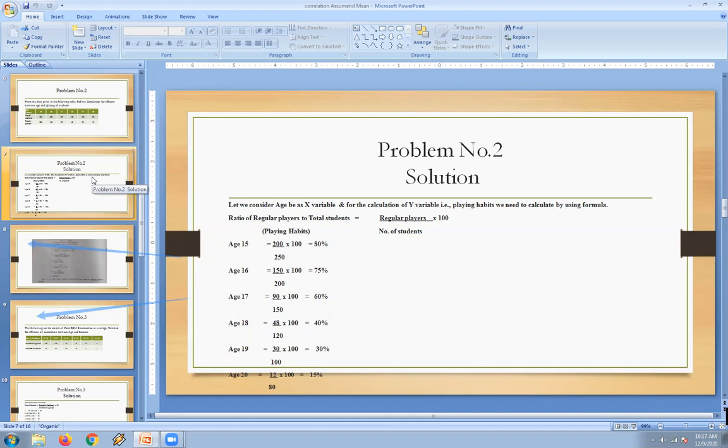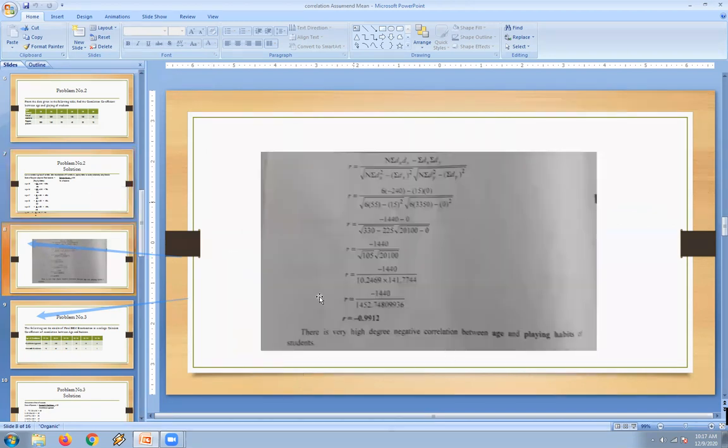When we have this kind of problem, we should see how many columns are needed. A total of 7 columns has to be framed in a table: x column, y column, dx column, dy column, then dx square, dy square, as well as dx into dy. After calculating the actual solution, I'll send the table in the WhatsApp group, so you have to calculate it. After calculation, we got the value of r as negative 0.992. So between age and playing habits, we have a negative correlation, with r equal to negative 0.992.